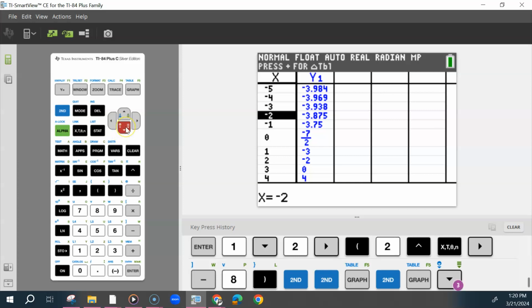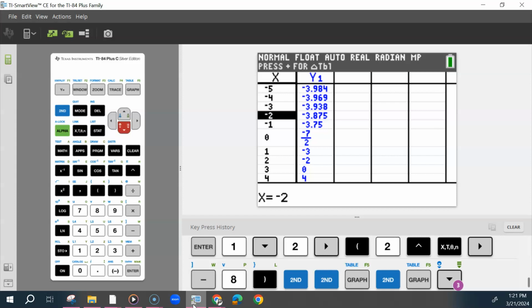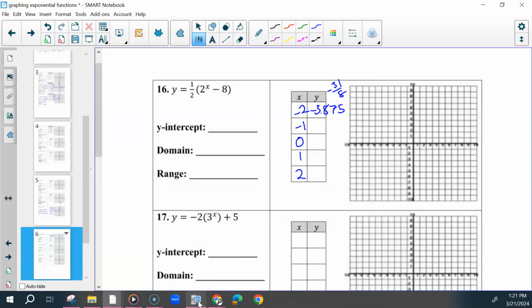So starting at -2, we have -3.875. And if you converted that to a fraction, that would be -31/8. -1 would be -3.75. Or -15/4.